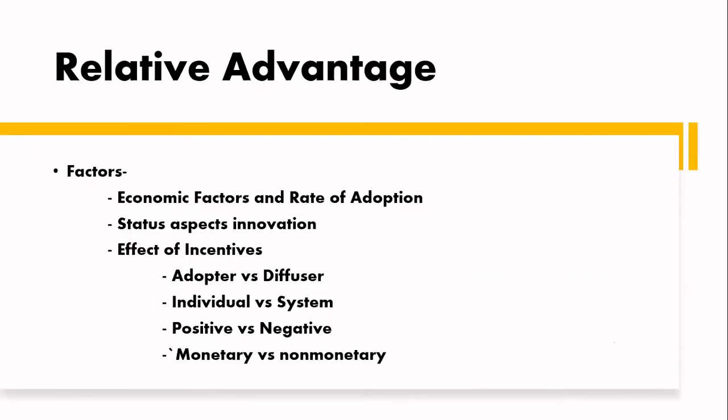So what are the factors impacting relative advantage? These are the two factors. One is economic factors and the rate of adoption. Economic factors means the prices, the actual costs incurred with the new innovation compared to the previous one, and the status aspects of the innovation. And the effect of incentives, that means adopters and diffusers are there, right? We discuss in coming slides what adopters and diffusers are. The factors are individual and system, positive and negative impact, monetary and non-monetary.